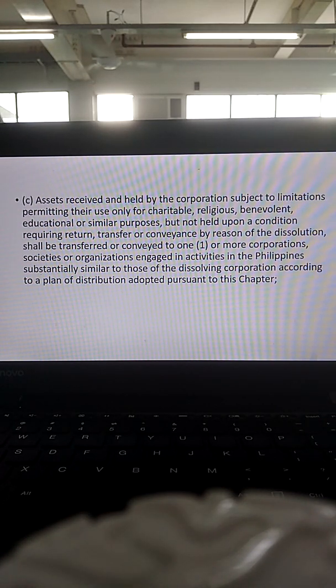In other words, meaning to say that they are bound to transfer or convey to another corporation, which is a non-stock. Okay? For as long as the operations of the particular non-stock corporation are almost similar, or yun na nga sinasabing substantially, most likely at least 90% of the transactions or by their nature are somewhat the same with the corporation that was dissolved. Okay? So yan po yan.